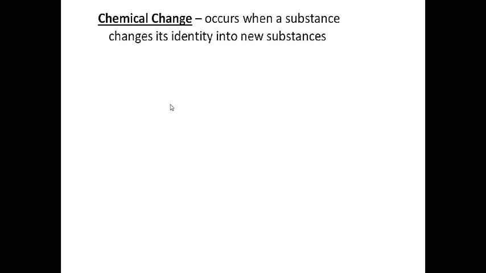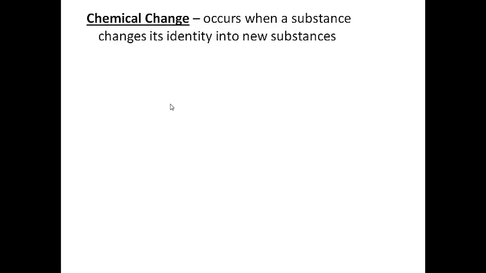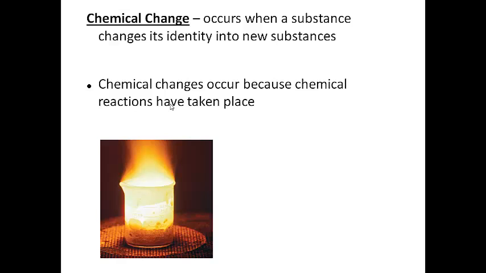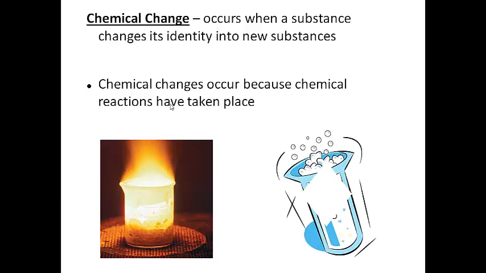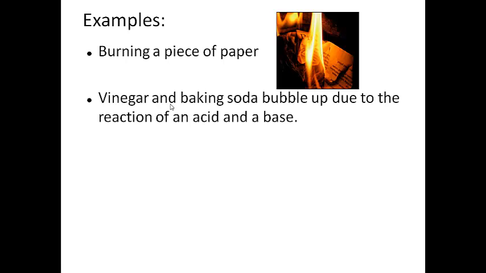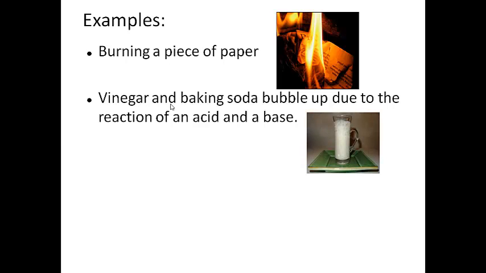A chemical change occurs when one substance changes its identity into a new substance. Chemical changes occur because chemical reactions have taken place. Something chemically has changed to turn that original substance, when it was combined with something, into a totally new substance. Examples: burning a piece of paper shows a chemical reaction. Vinegar and baking soda bubble up due to the reaction of an acid and a base.